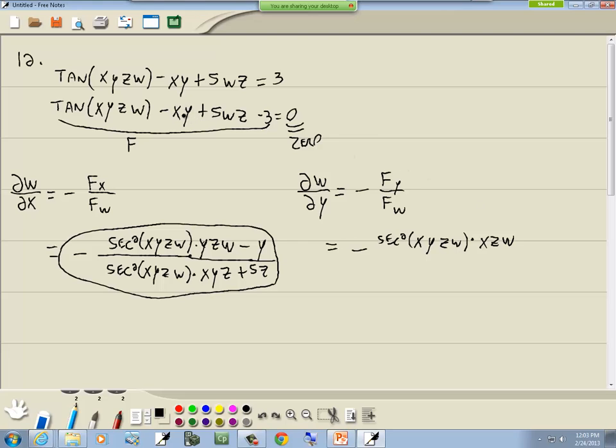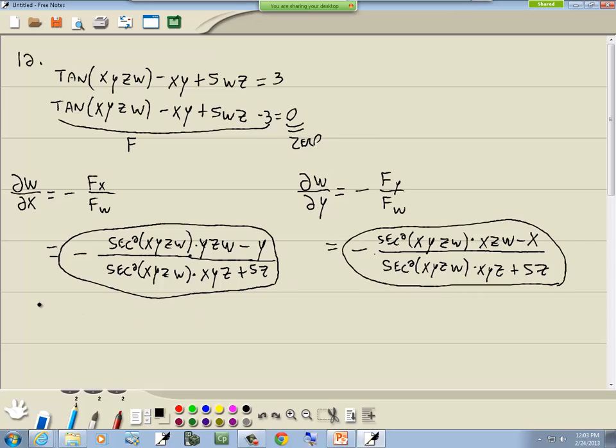Negative xy, the x is a constant, the derivative of y is 1, so that gives us negative x. There's no y here, so it drops away. There's no y here, so it drops away. Well, it's constant anyway. Never mind. Over, then the bottom stays the same. Times xyz plus 5z.